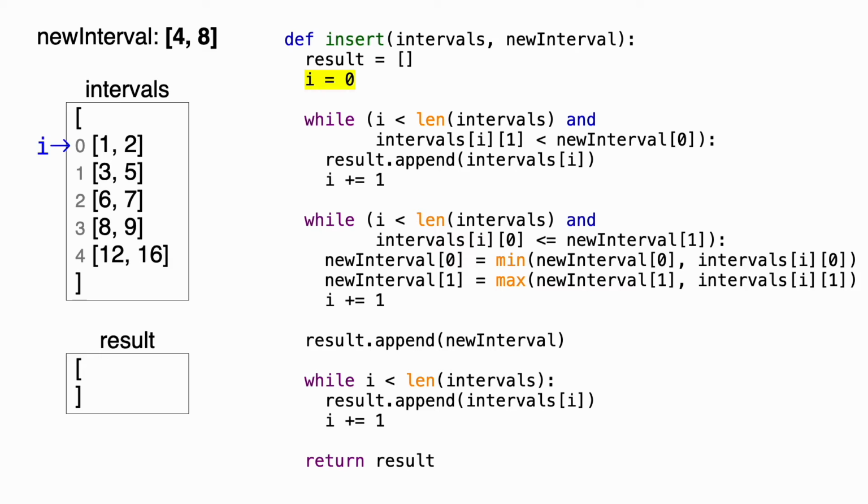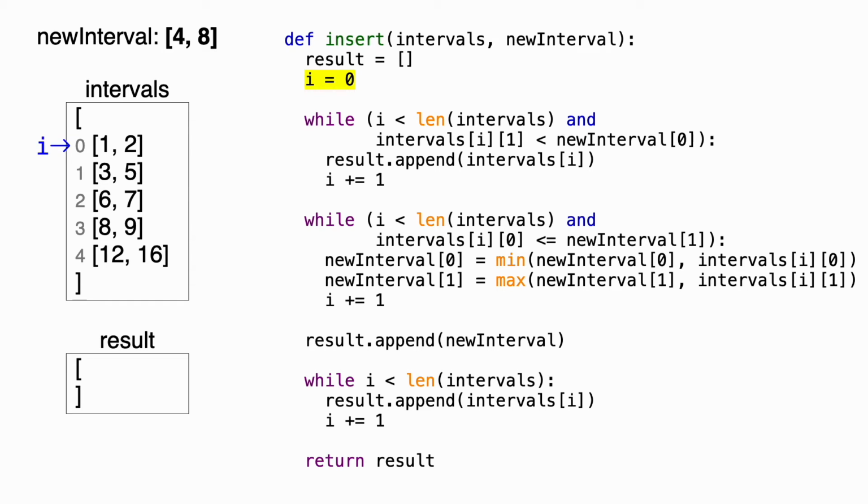At this point, if the start of an interval is less than or equal to the end of our new interval, since we already know that this interval has an ending value that is greater than the start of our new interval, that must mean that the 2 intervals overlap. For example, the interval 3, 5 overlaps with our new interval 4, 8, because it starts before our new interval ends, and it ends after our new interval starts. So if that happens, we'll merge the 2 intervals.